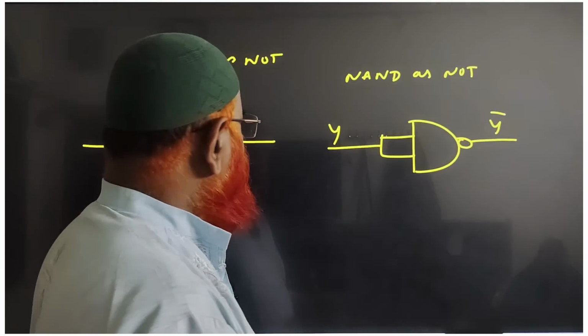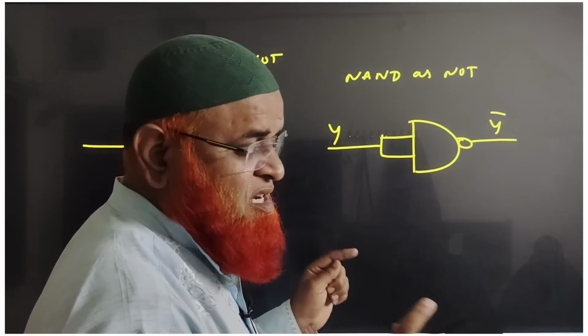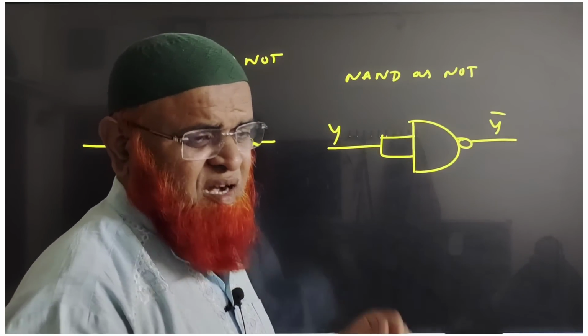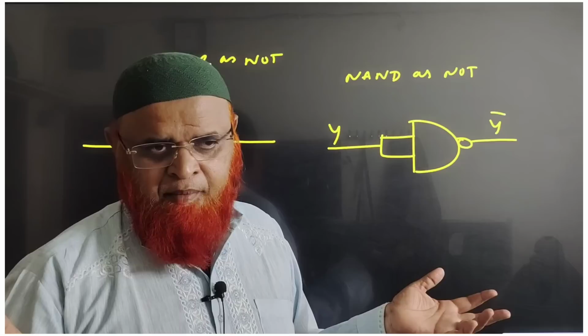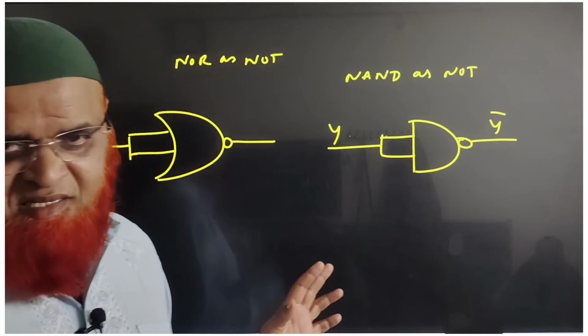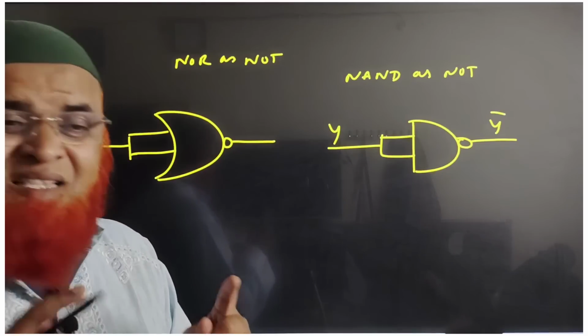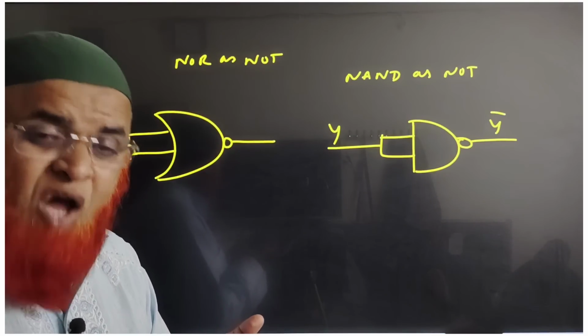NAND and NOR are the universal building blocks; the others are not. Using NAND or NOR, we can build other gates. I told you already, not OR gates. The gates used to construct other gates are either NAND or NOR.